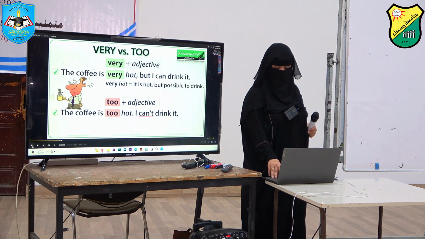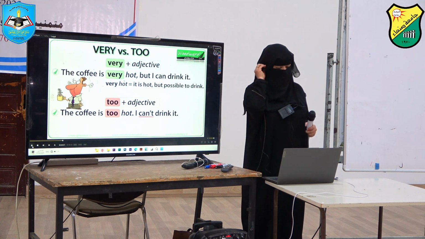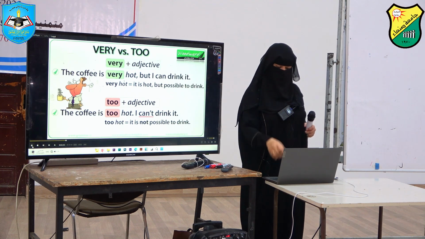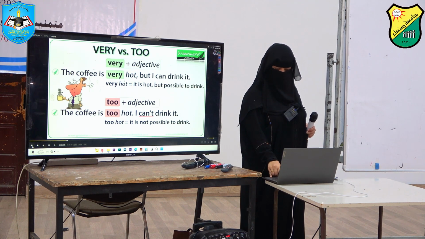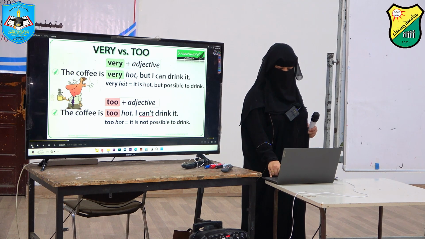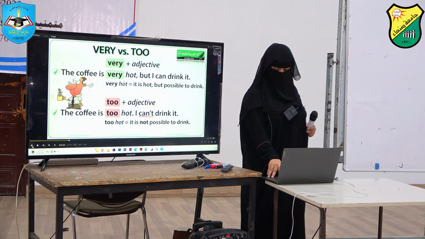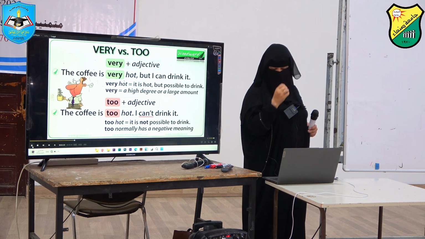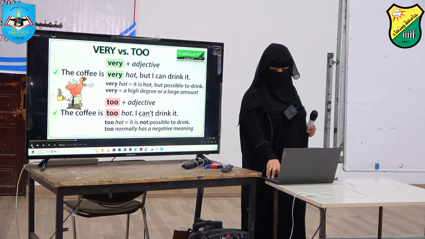Very hot means it is hot but possible to drink. Too hot means it is not possible to drink, probably because I will burn myself. Very means a high degree or a very large amount. Too normally has a negative meaning.